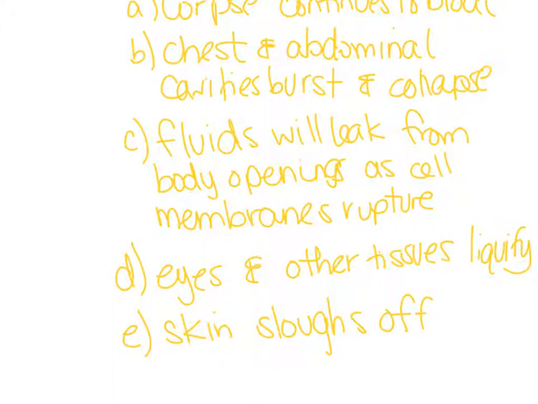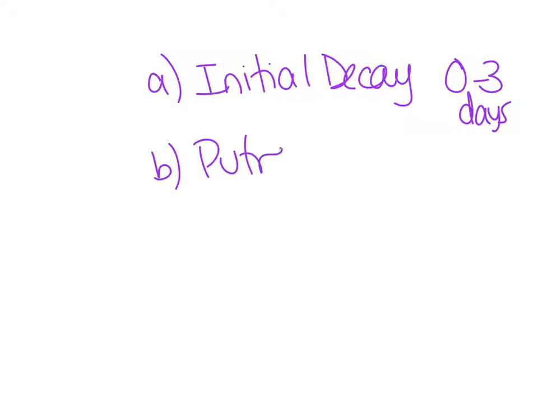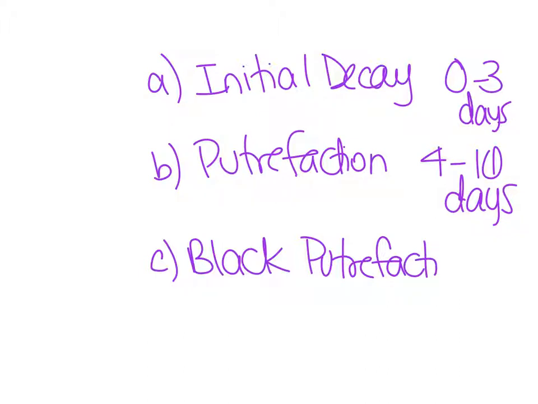So let's name these levels. The first one, we're just going to call initial decay, and we said that's 0 to 3 days. We're going to have plain old beginning putrefaction, so we're just going to call it putrefaction, and that's going to be from 4 to 10 days. Then putrefaction gets emo. So it's black putrefaction. It's not a phase. Well, I guess technically it is. That's for days 10 through 20.